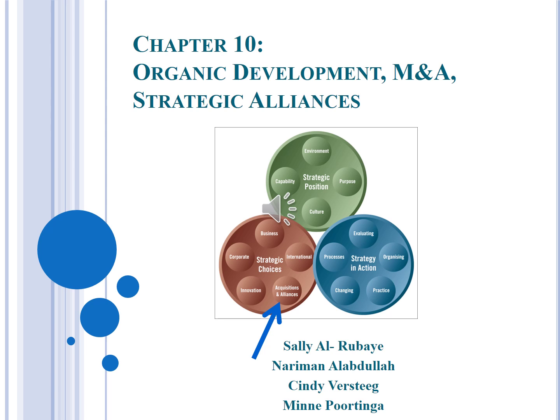In this video we want to give you some extra information about chapter 10, Organic Development, Mergers and Acquisitions and Strategic Alliances. This chapter of the book focuses on the strategic choices you make, as you can see in the picture. After you understand the strategic position, you are going to assess the strategic choice you make. Are you going for organic development, mergers and acquisitions, or are you choosing a strategic alliance? We will give you all the important information during this video.